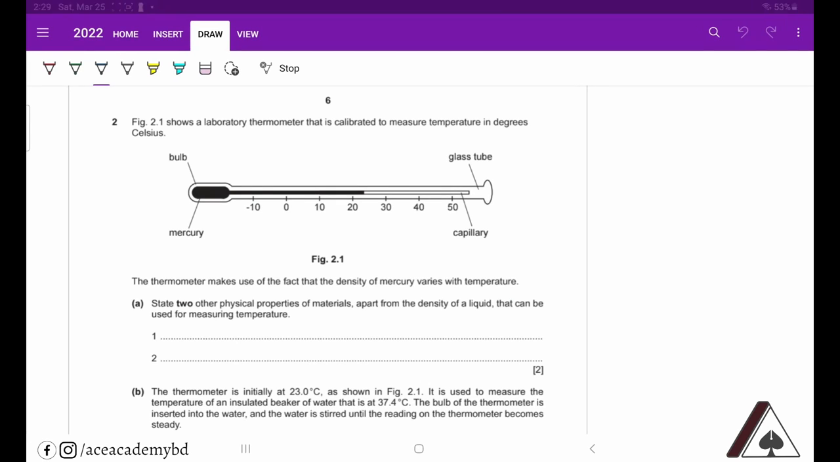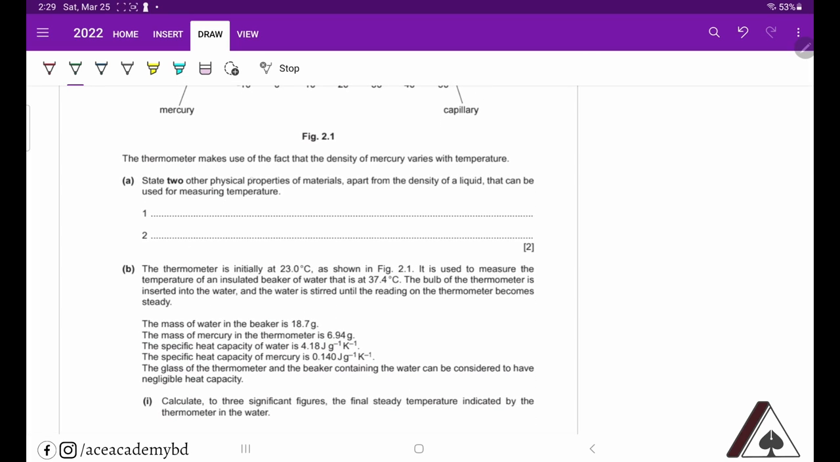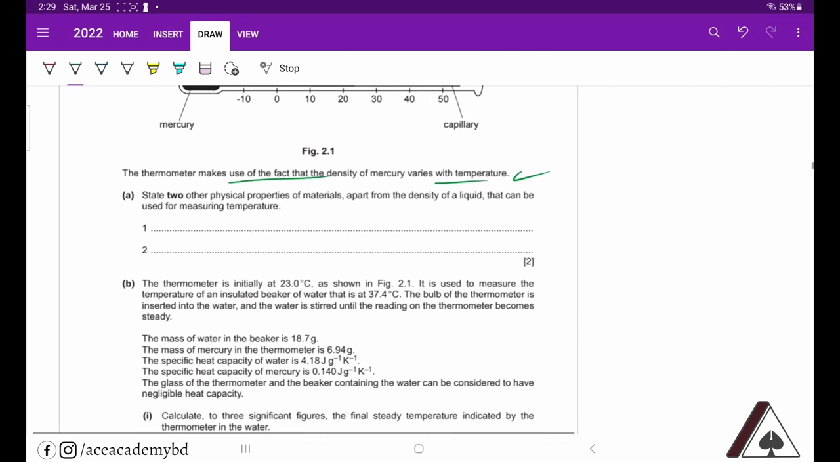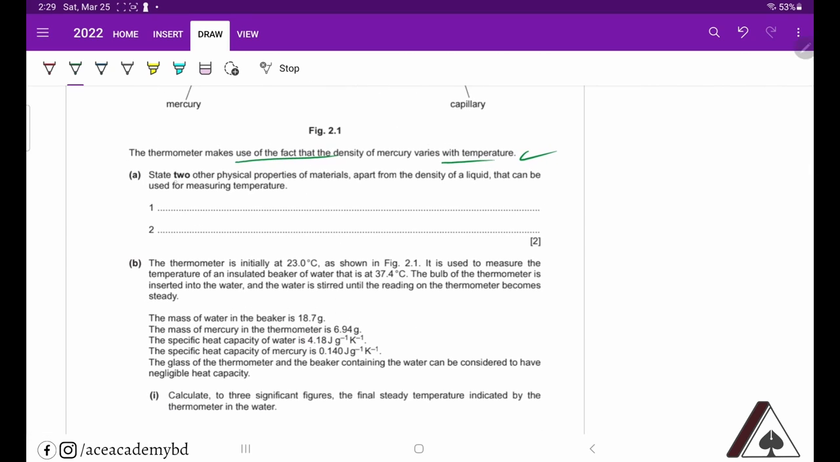Okay, let's try. Over here, in the second question, it says, figure 2.1 shows a laboratory thermometer that has been calibrated to measure the temperature in degrees Celsius. The thermometer makes use of the fact that the density of mercury varies with temperature. Okay, so we know this is one of the thermometric properties through which a thermometer can be made and calibrated against. Now, part A of the question says state two other physical properties of materials apart from the density of a liquid that can be used for measuring temperature.